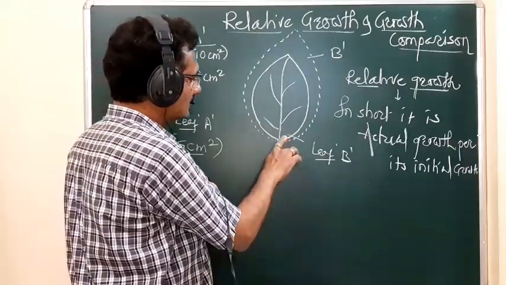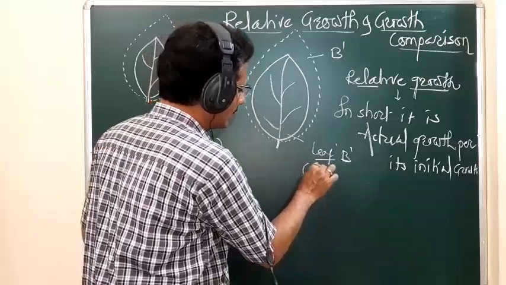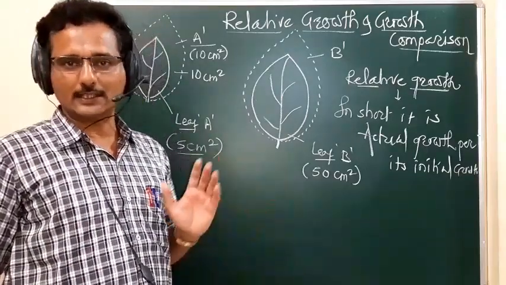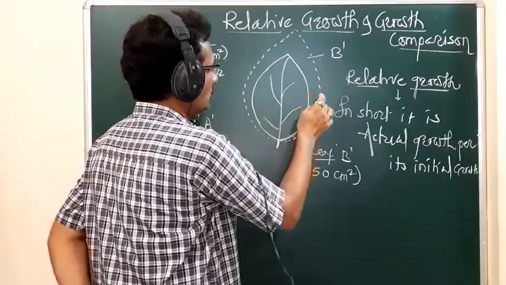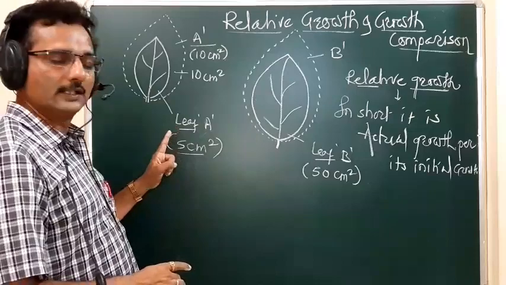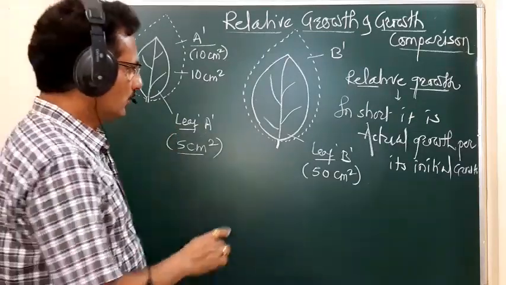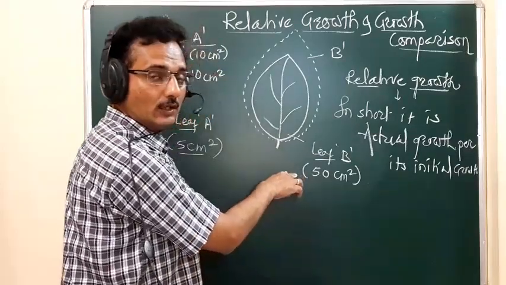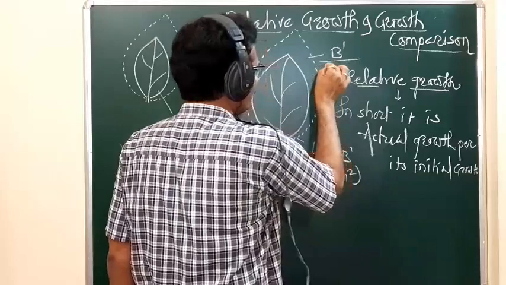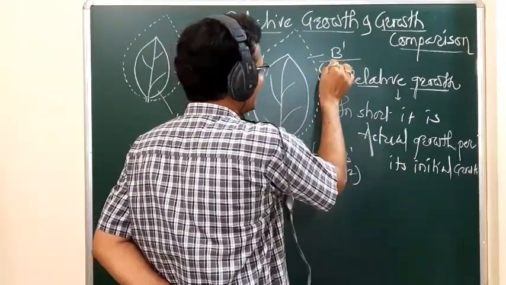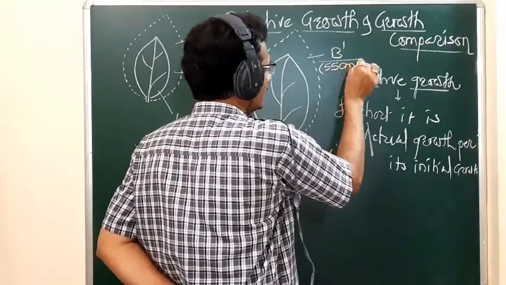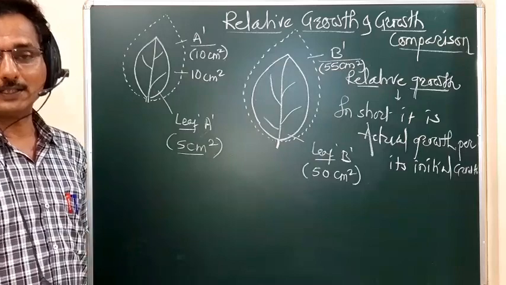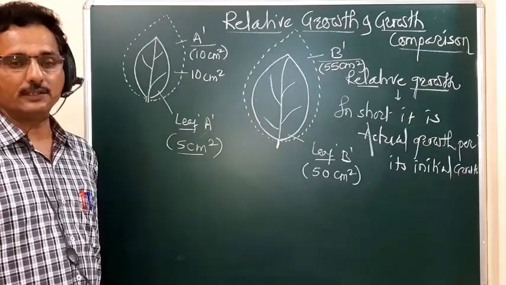In case of the second system, that is leaf B, the initial growth is 50 cm². And how much increase does it show? It shows the same type of increase, a 5 cm² increase over its initial growth. So the final growth of this second system is 55 cm².